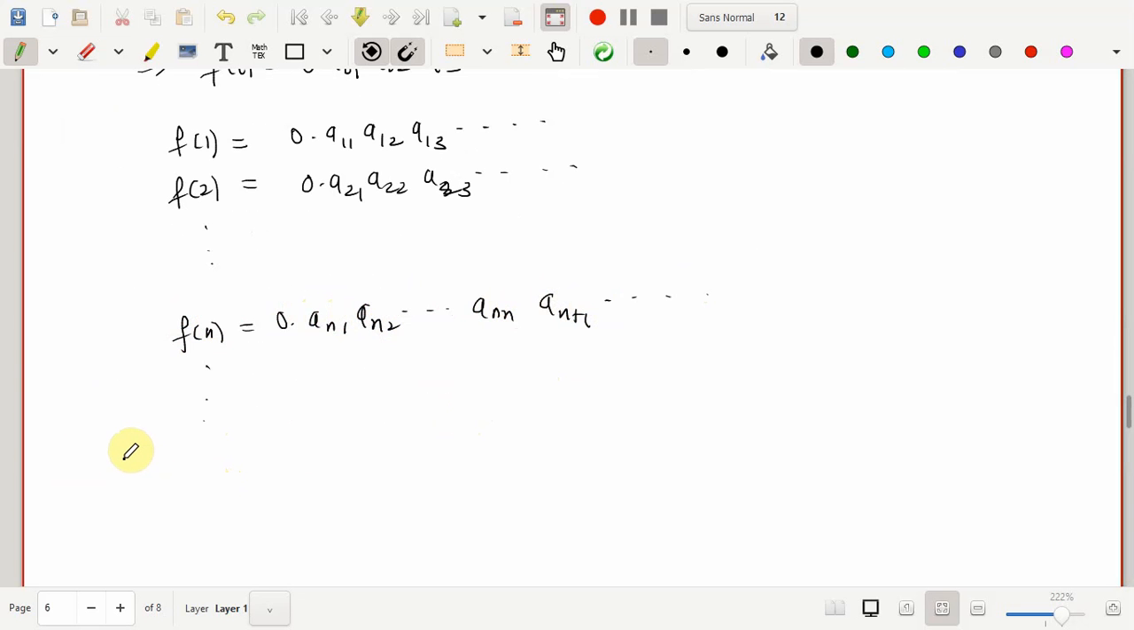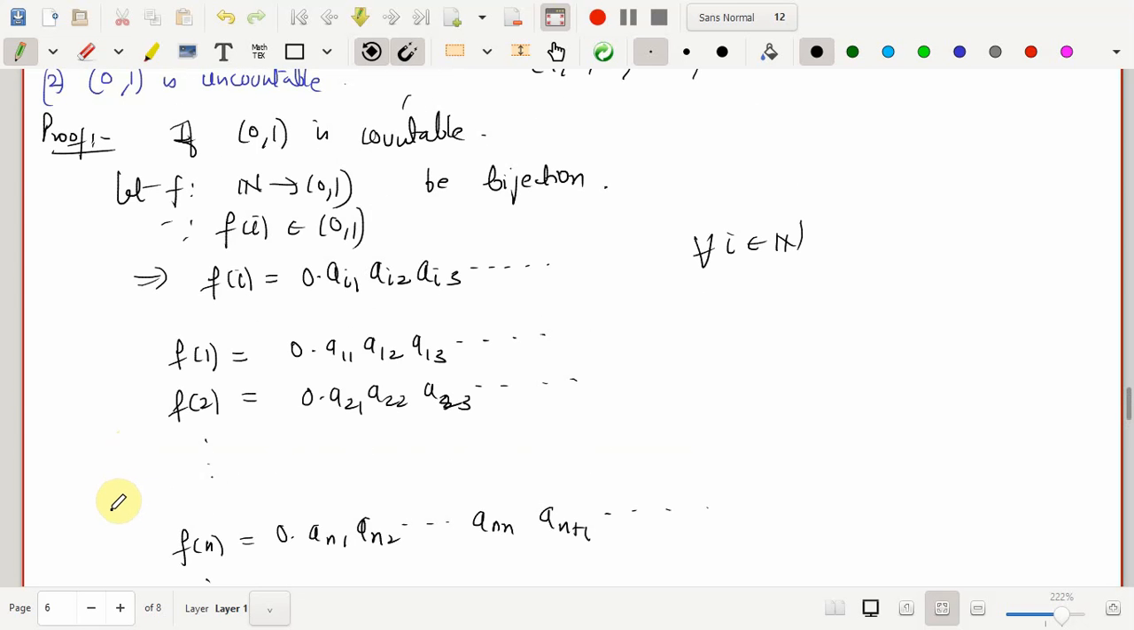Okay, so in this way, if f from N to (0,1) is a bijection, by our assumption we have covered all such decimal expansions which lie in between 0 and 1. Which means, since this map is onto from N to (0,1), for any element lying in (0,1) there is a natural number i such that f of i is equal to that element.